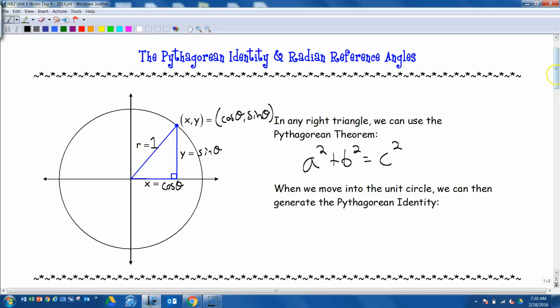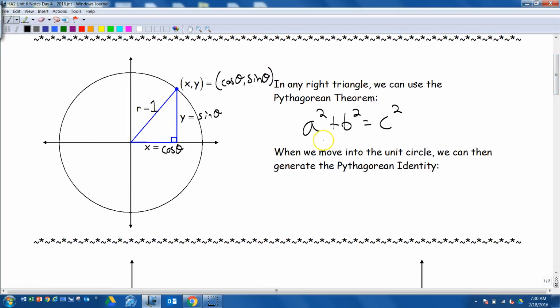So when we move to the unit circle, this identity becomes cosine theta squared plus sine theta squared equals 1. So this is a very important identity. We're going to be using this a lot. You'll see it everywhere.